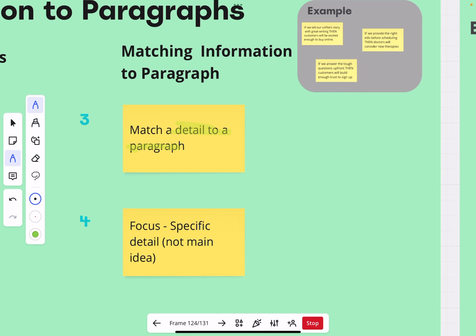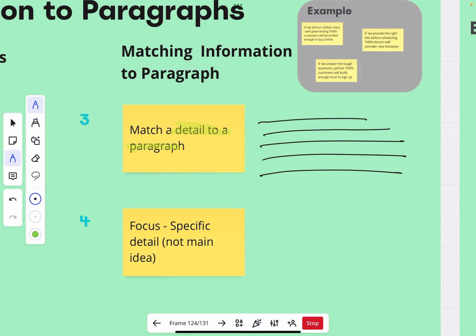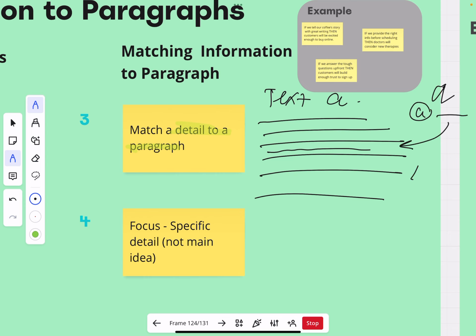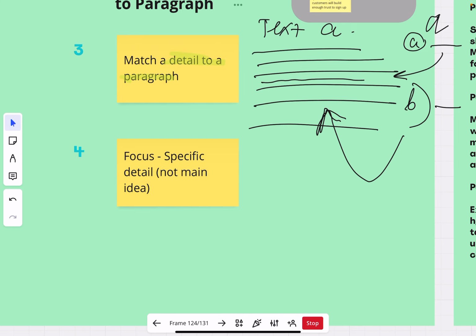Look at this here, a big text. Okay, it's text A. So there is one piece of information here. And in matching information to paragraph, this information is coming from here, right? So you need to match it to text A. The B one is the same thing. There's information, and you need to match the information from within the text, not the overall meaning of the text, but from the text. So a specific detail, not the main idea.